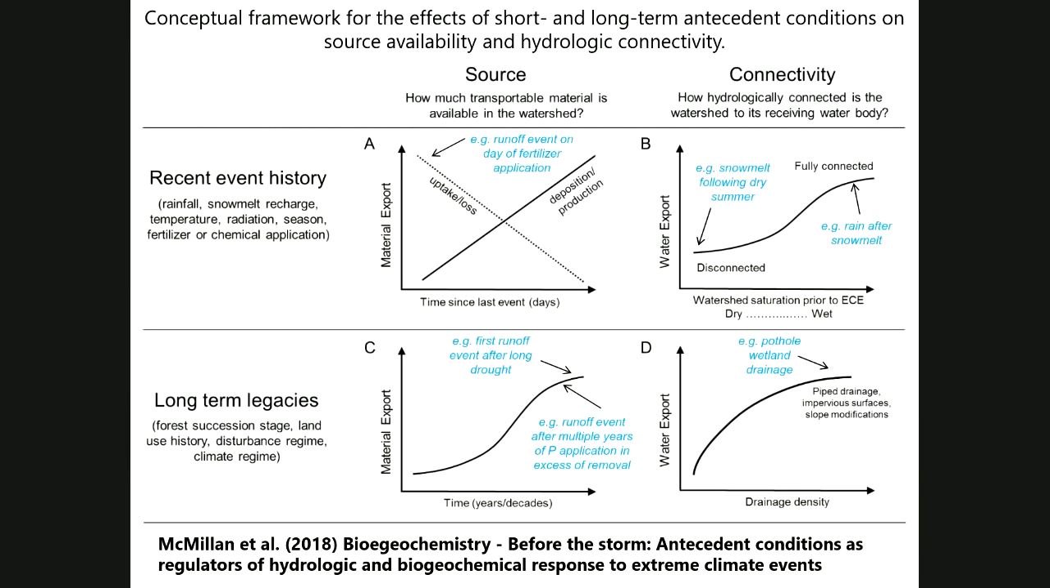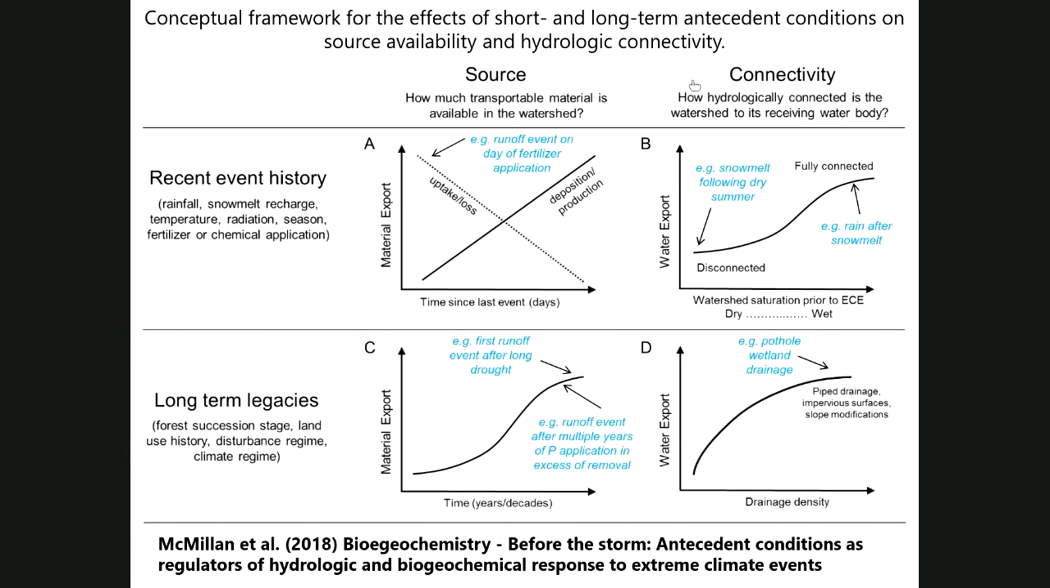So I think I have time to touch on this slide, and this is the last one I've got. I'm going to end by suggesting that seasonality, or more generally temporal patterns of nitrogen and phosphorus loading, are largely a function of antecedent conditions leading up to runoff events, or at least response to an event. What's presented here is a conceptual framework from McMillan and others, describing the effects of antecedent conditions on source availability and hydrologic connectivity.